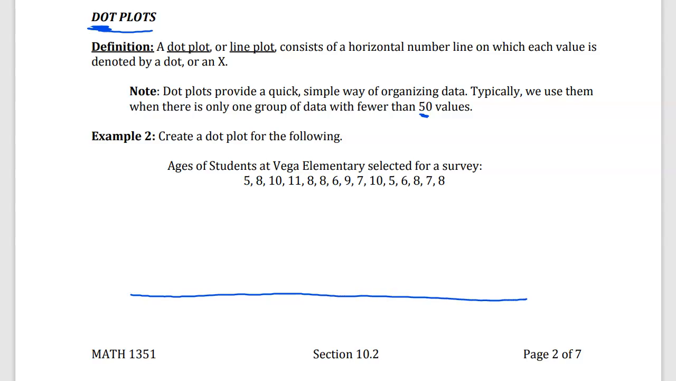We're going to draw a number line down here at the bottom. I am going to put my title, age of students at Vega Elementary. Oh, guess I gotta spell that correctly, don't I? Let me get my eraser here.